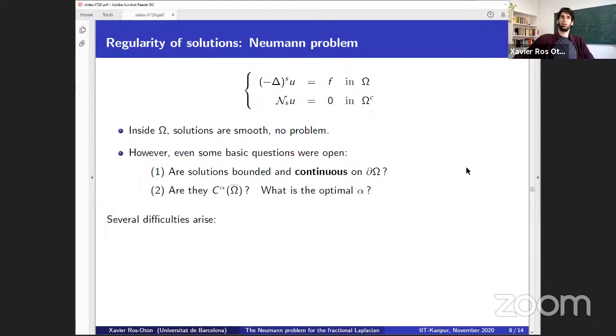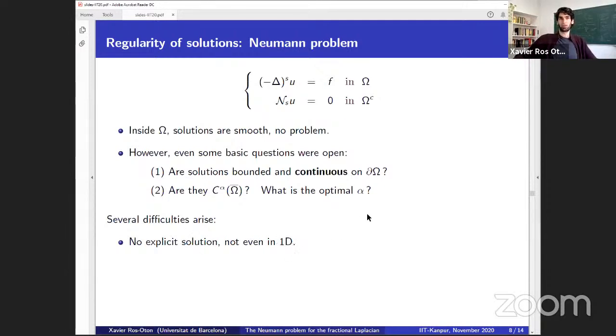The problem here is that several difficulties arise. We have no explicit solution to this problem, even in dimension one. Even in dimension one, there is no explicit solution to the Neumann problem that minimizes the energy functional. So we have no explicit solution to work with, and I don't even know what to expect. What is the optimal alpha that you expect? In the Dirichlet case, as long as you construct an explicit solution in 1D, you see what the optimal alpha is, or what you expect it to be, right?